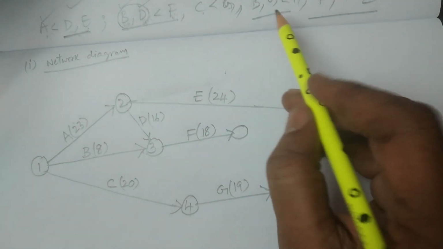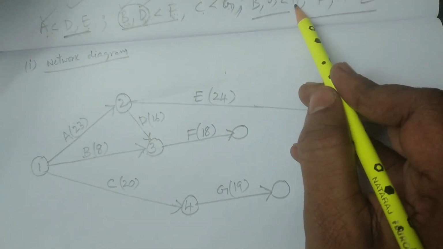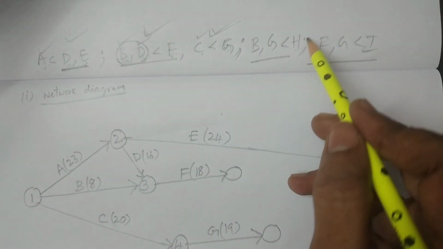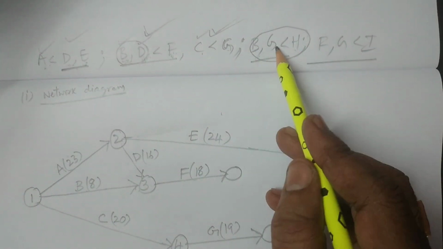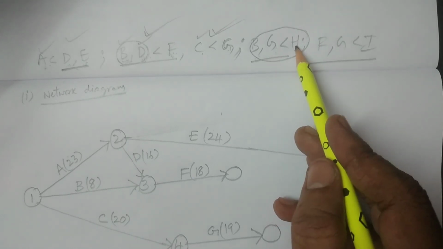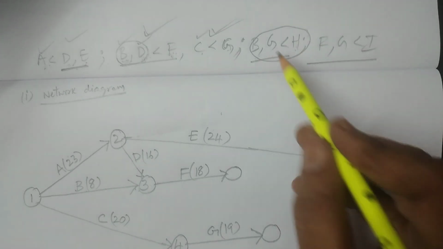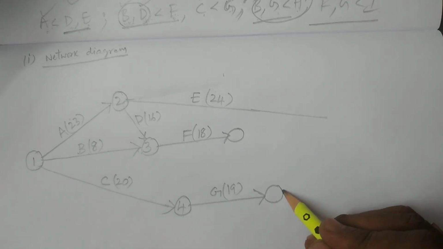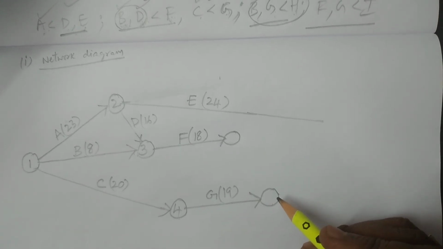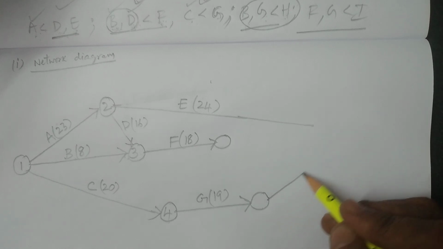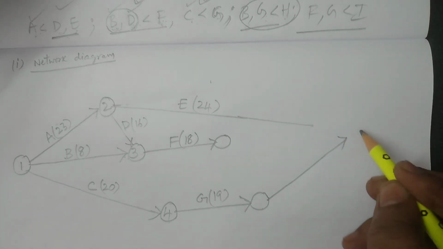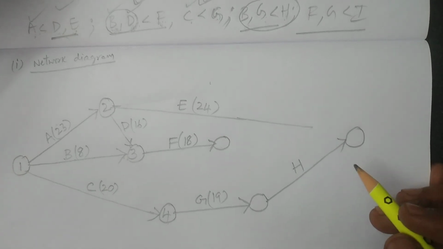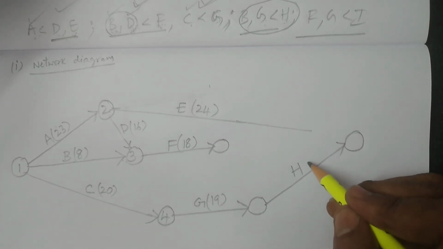What are those? B comma G less than H. You see here, now you check. This is B comma G less than H. B and G should be finished before H. So that is what I am forming. After G, H is going to be formed, but H is an independent activity. So therefore I am constructing H at the end event. This is what I consider H. The time duration for H is 4 days.